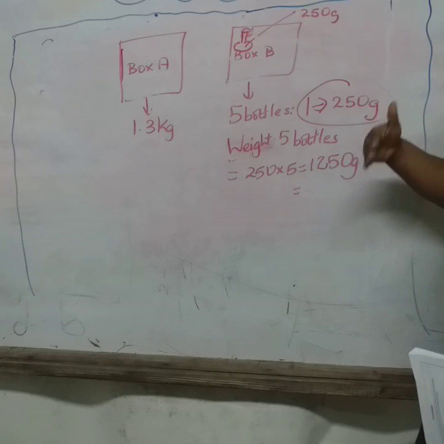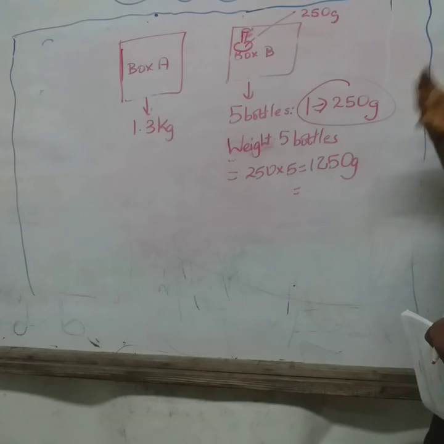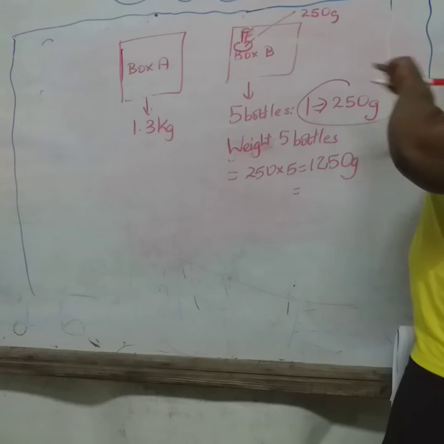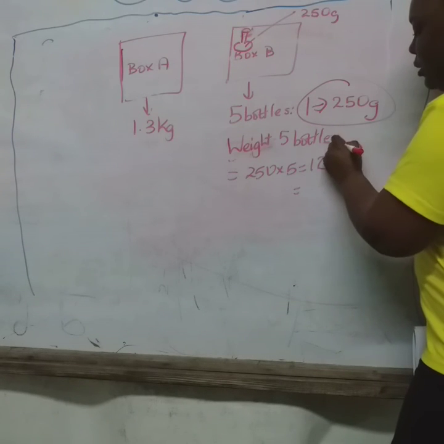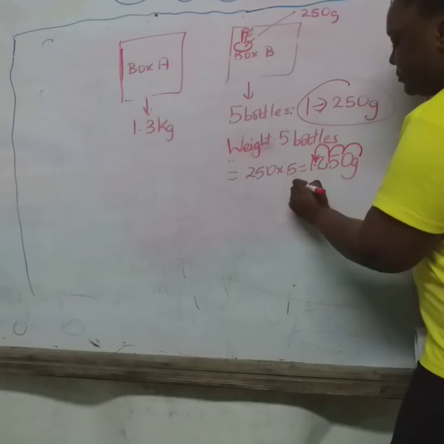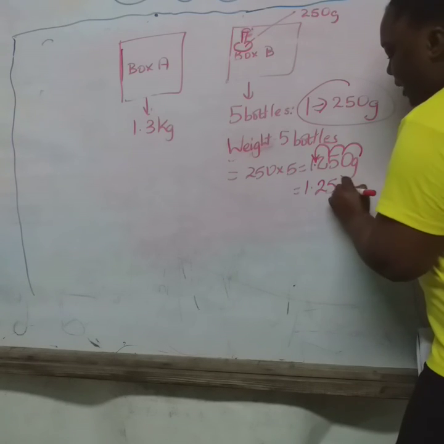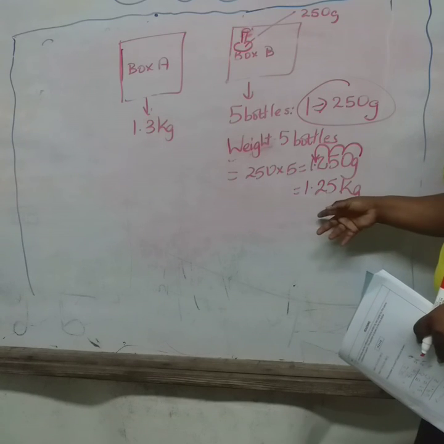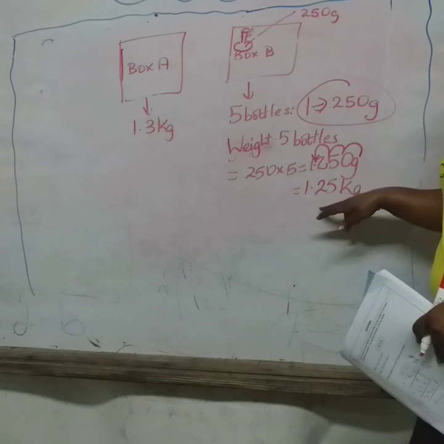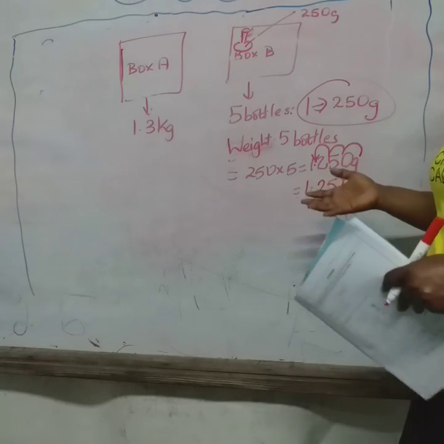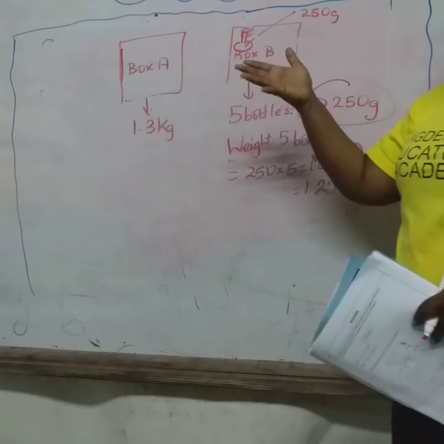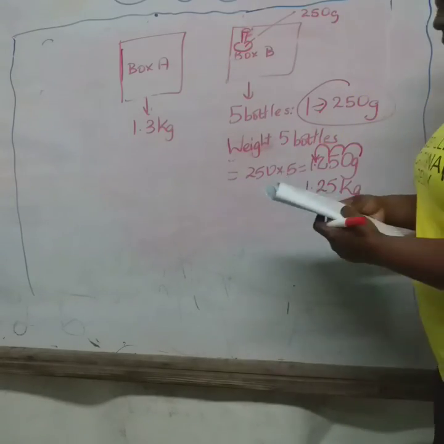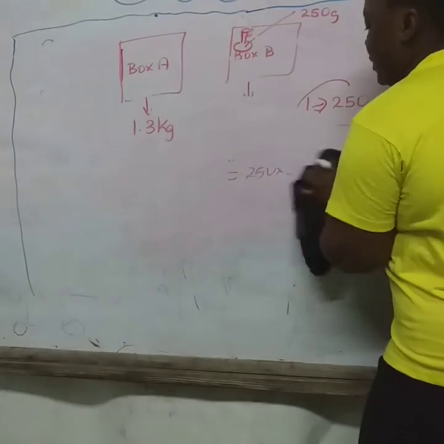We need to change the grams to kilograms. And to change grams to kilograms, we divide by 1,000, which means we shift the point 3 places to the left. So here we're shifting 1, 2, 3. So therefore, the mass of box B is 1.25 kilograms. So which one is weighing heavier? Box A, because it has a larger mass, 1.3 kilograms, right? Let's look at the next reasoning question.